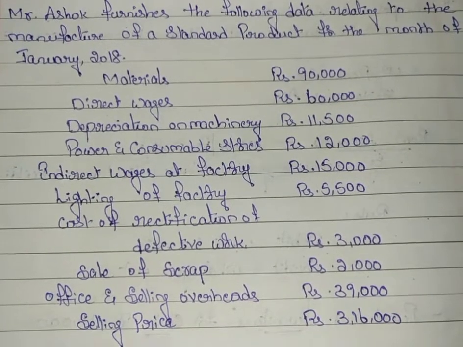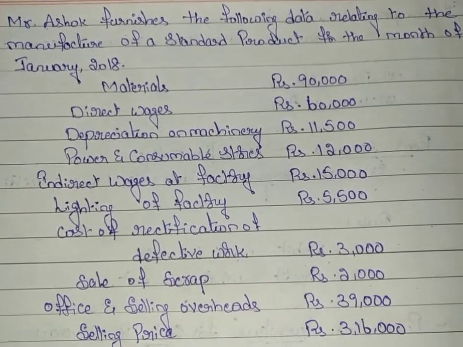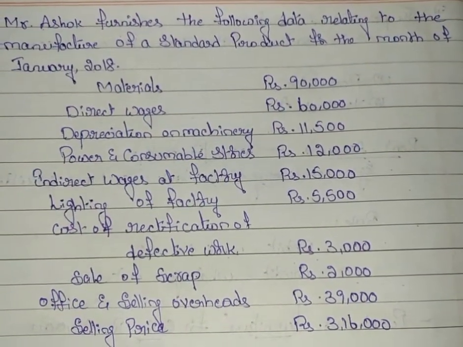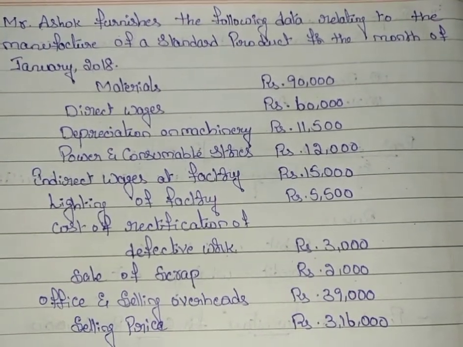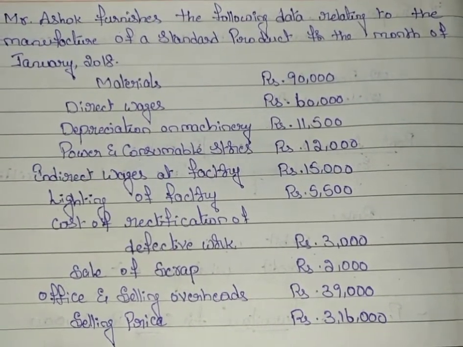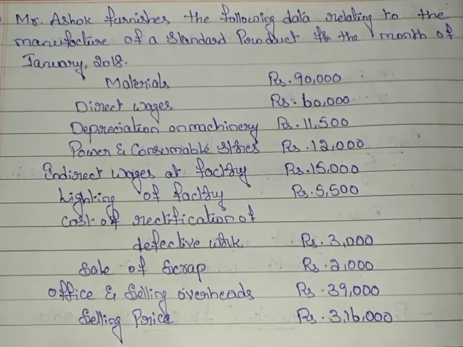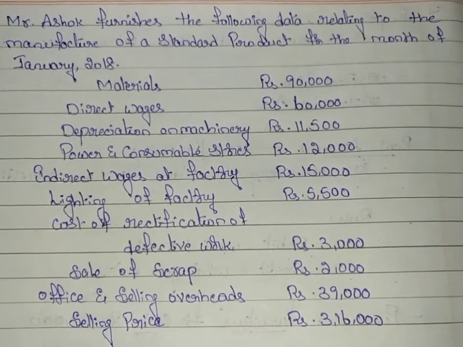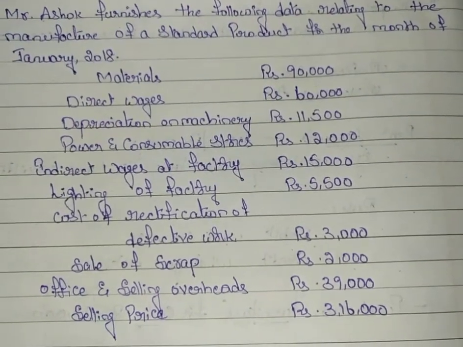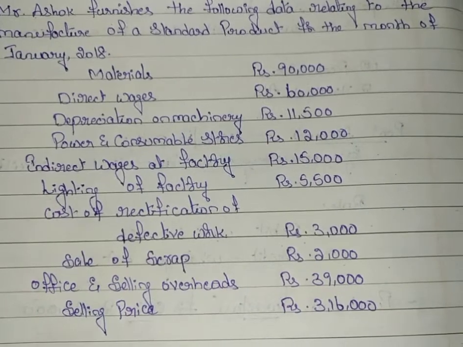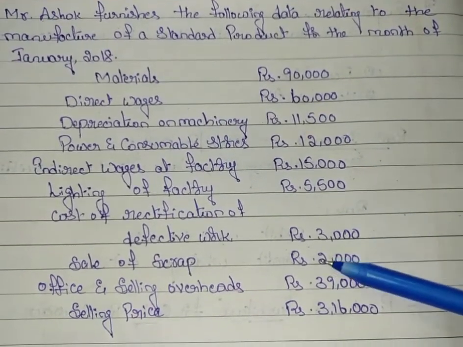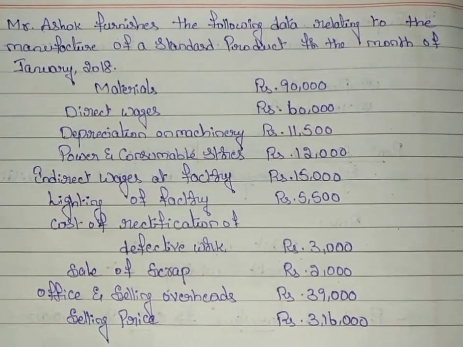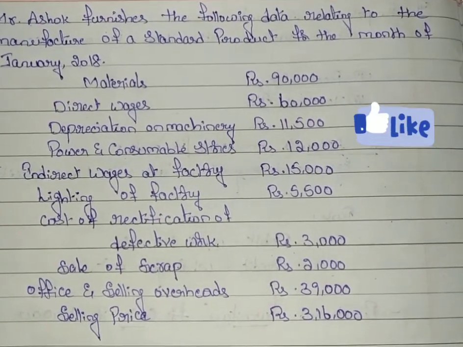Now we will see how to prepare the cost sheet. Here the question they have given is: Mr. Ashok furnishes the following data relating to the manufacture of a standard product for the month of January 2018. That means the data provided in the problem is related to producing a particular product for the month of January 2018. They have given all the information related to the costs of manufacturing the product, so now we will see how to prepare the cost sheet with this information.